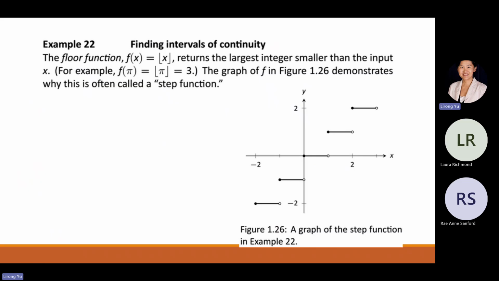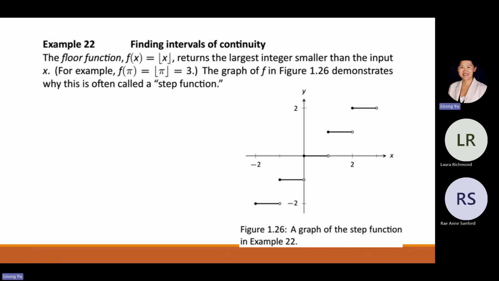What you can see from the y value standpoint is that the only y values we have are 0, 1, 2, 3. There's nothing in between. There's no 2.5 for the y value. There's no 1.5. The y value only takes on integers. The x value is any real number. That's the step function. Any question?